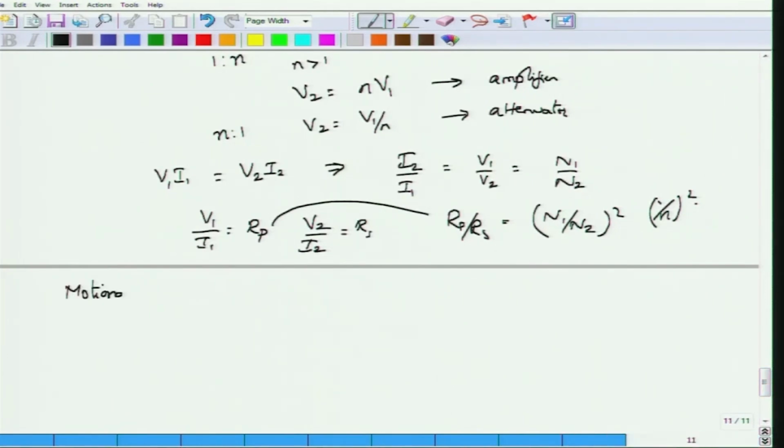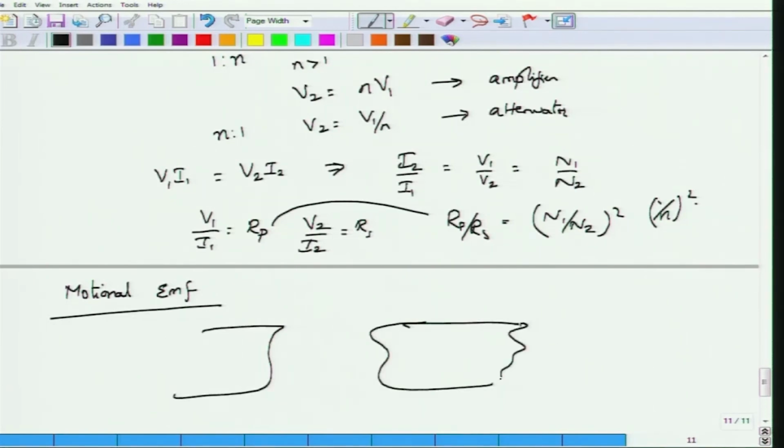In the other case, which is called motional EMF, okay, motional EMF is because of the movement of a wire. Okay. Consider north and south poles of a magnet. So, this is a north pole and this is a south pole of the magnet. So, there will be a magnetic field in between, right.